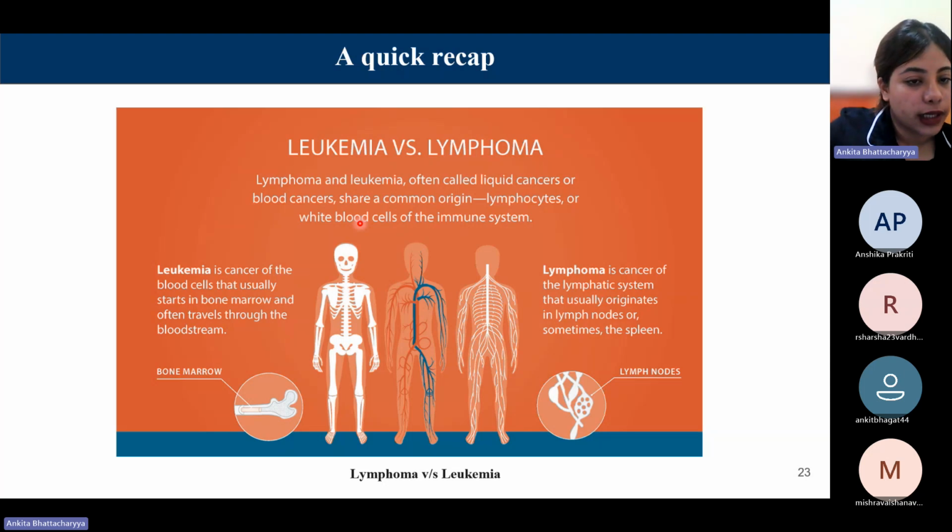You cannot group them. Leukemia remains the cancer of blood cells that begins in the bone marrow and then travels through the bloodstream. However, lymphoma is cancer of the lymphatic system that usually originates in the lymph nodes or sometimes the spleen. Just for reference, this is the difference between the two. Both of them can eventually move into the circulatory system because that is usually the route chosen by cancer cells for metastasis. It's the most convenient way for them to move about. However, the site from which it has originated remains different, and that is the classification difference between the two. So I hope that is clear. That was a question that I wanted to address.